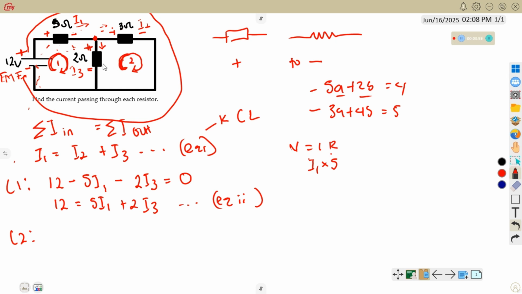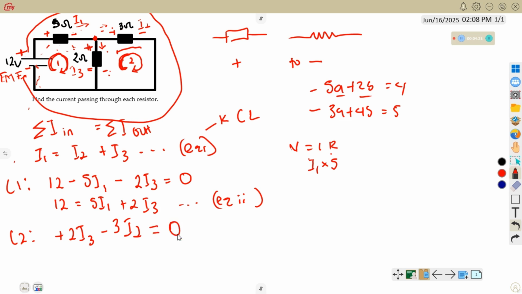Now this 2 ohm resistor is also in this second loop, so we are still going to use it here. So it's going from negative here to positive, right? That means it's going to be positive. So we have plus 2I3, all right? And then this one is going from positive here to negative here, so it's going to be what? Minus 3I2. But is there any EMF here? There's no EMF, so which means that is all we need.